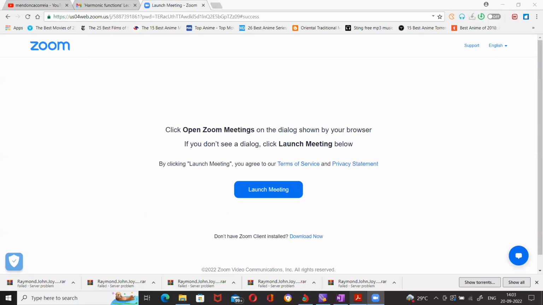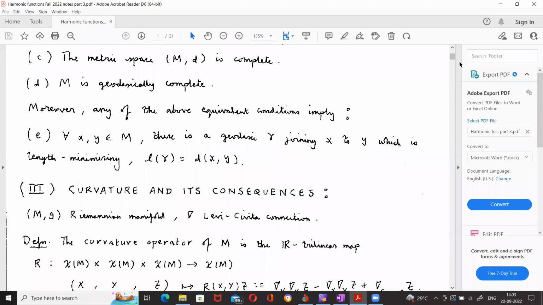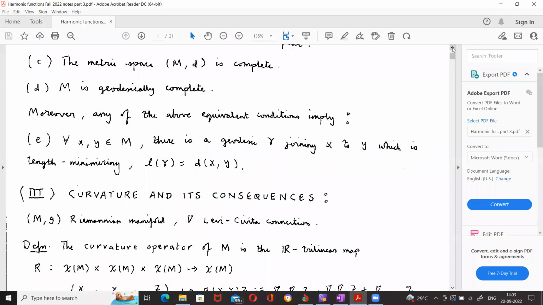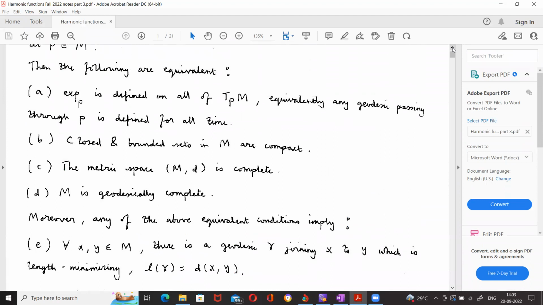All right. So last time we talked about geodesic completeness and the Hopf-Rinow theorem, right? So we saw that the manifold being complete as a metric space with the metric induced from the Riemannian metric was equivalent to the manifold M being geodesically complete. That means that geodesics could be defined for all time.